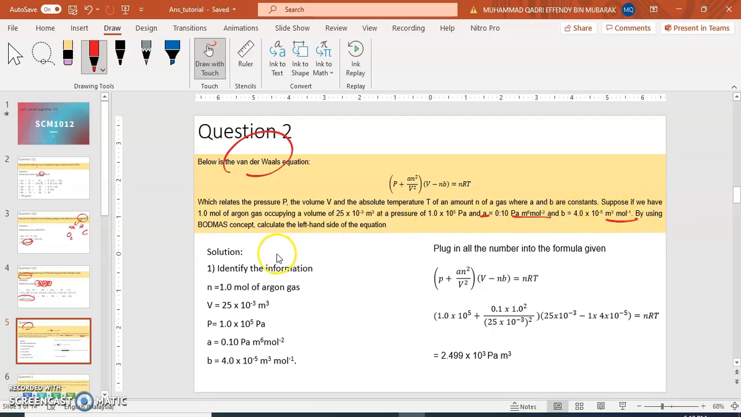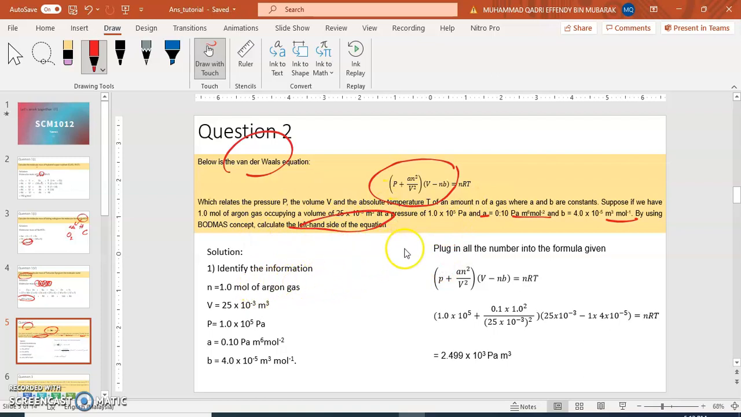By using the van der Waals concept, calculate the left hand side of the equation. The question asks us specifically to calculate the left hand side. So this is our left hand side. First thing first, we need to identify and extract the information given in the question. So we have n, V, P the pressure, and constants A and B. Everything we can extract from the question given to us.